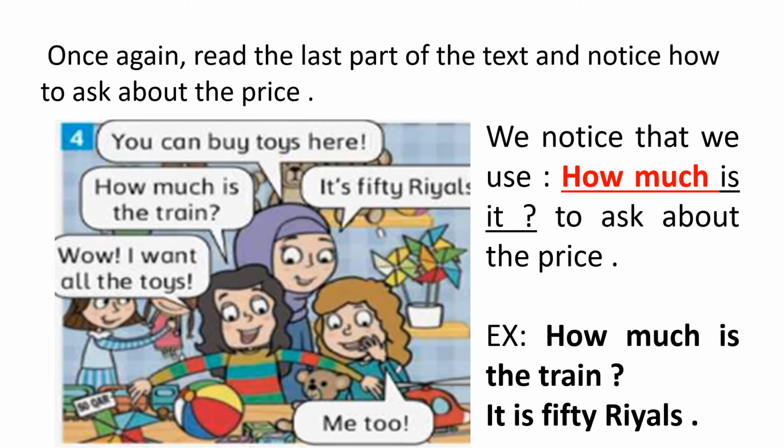Now, once again, let's read the last part of the text to notice how to ask about the price. Let's read. You can buy toys here. How much is this train? How much is the train? It is 50 rials. Wow, I want all the toys. Me too. We notice that we use how much is it to ask about the price.